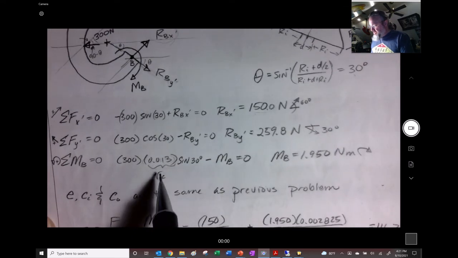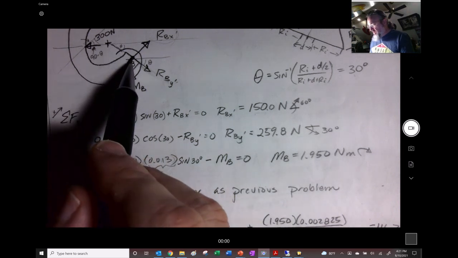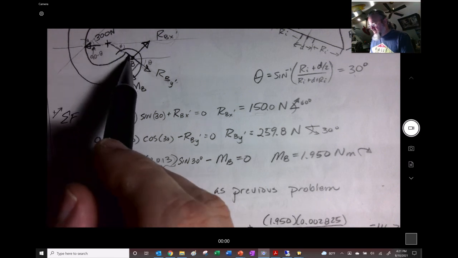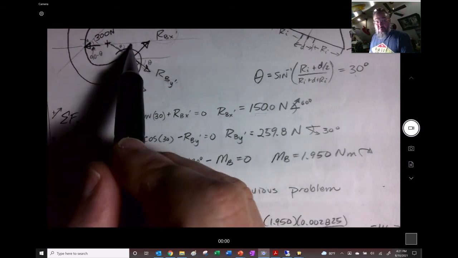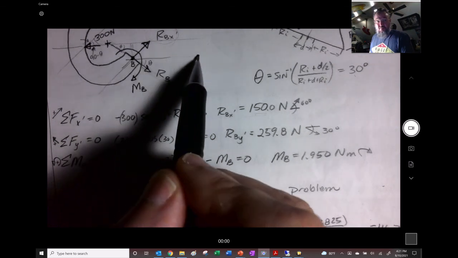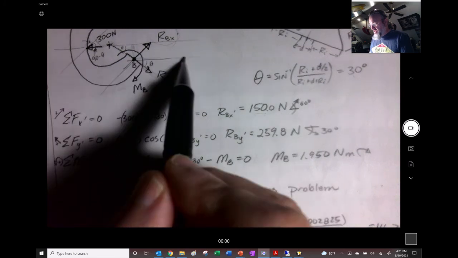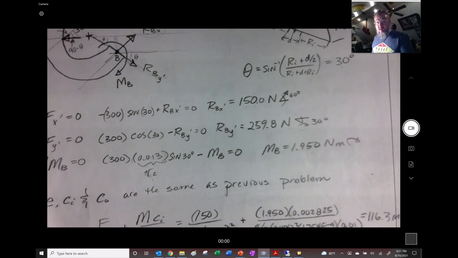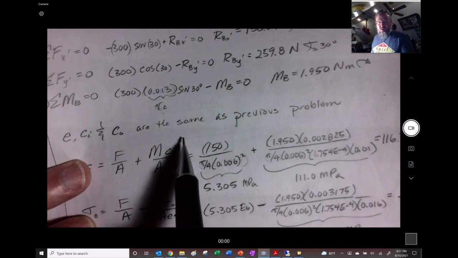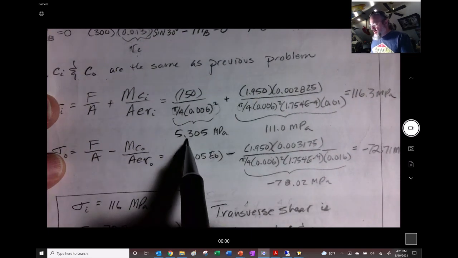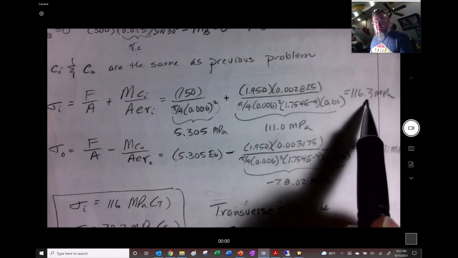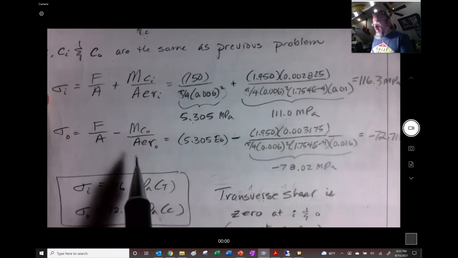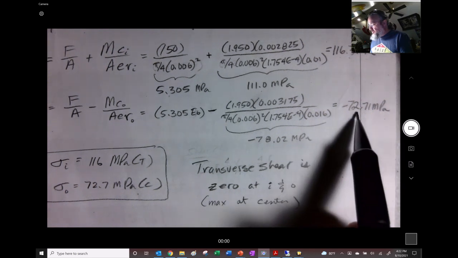But right here, what you can see is that I took this from the centroid of this thing, right? I know that's going to be the distance right here, that distance to the centroid, 13 millimeters, and I'll take the sine of 30, so that would be that distance right there. That would be the force coming around straight that way. It has to be equal to that, and so that would be what the moment is right here. Almost nearly everything is the same. E, Ci, Co, they're all part of the same previous problem. So this one right here becomes a smaller value. Remember before it was like 10 point something or other. And this becomes smaller. So we get 116.3 megapascals in tension on the inner part. And we have a negative 72.71 right here.